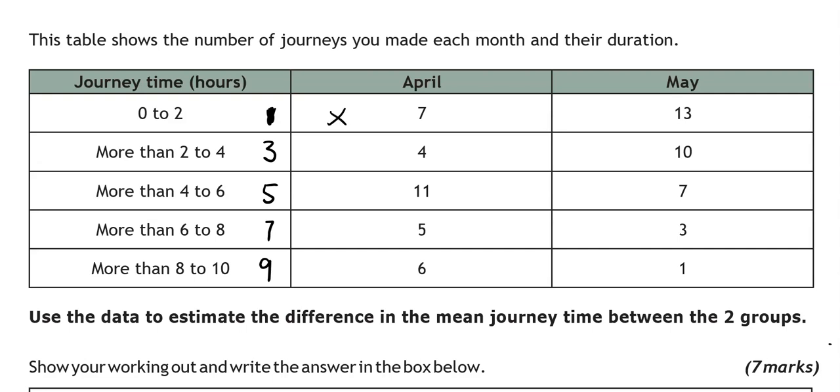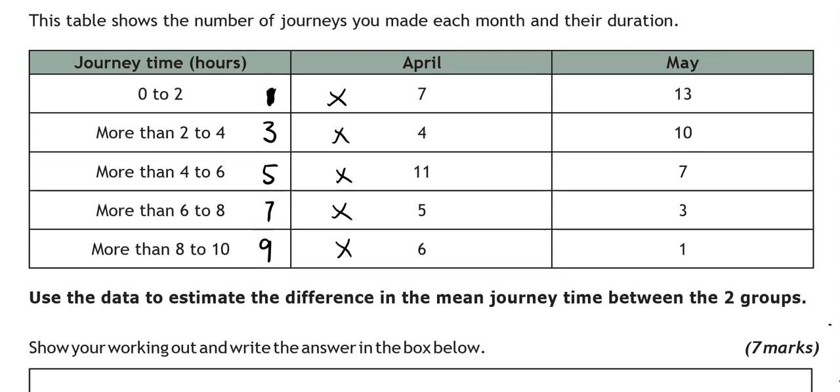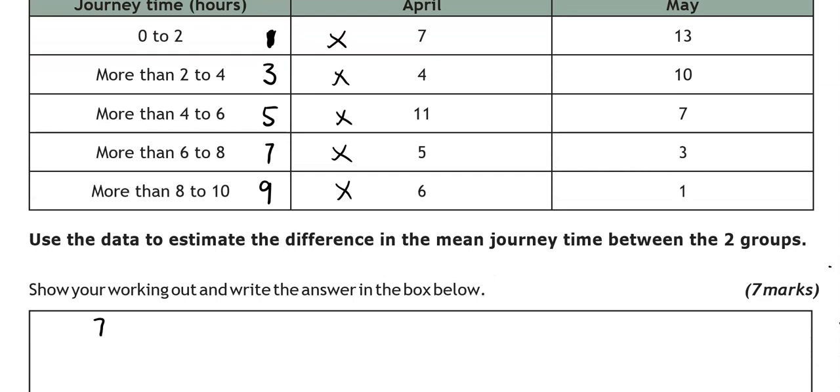For April, 1 times 7, 3 times 4, 5 times 11, 7 times 5, 9 times 6, and then add the results. So 7, add 12, add 55, add 35, add 54, and it gives us 163. So 163 now, divide by how many journeys there are.